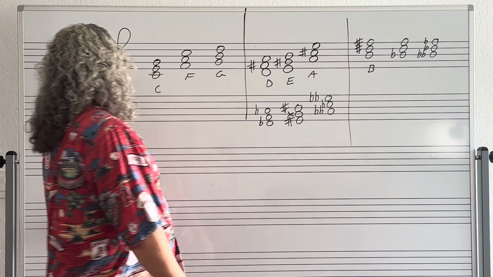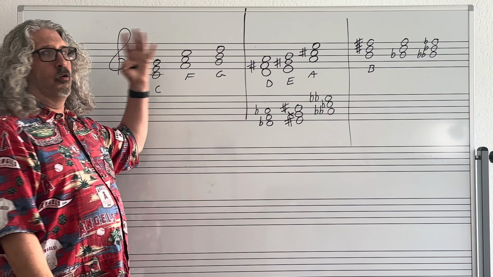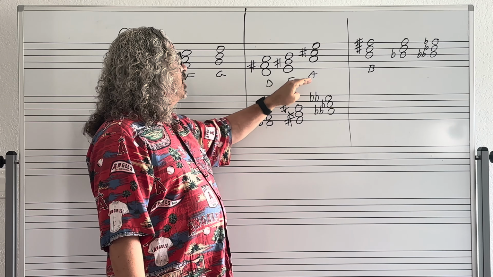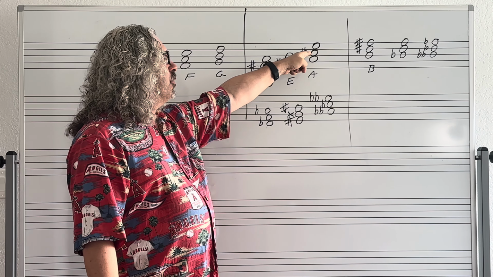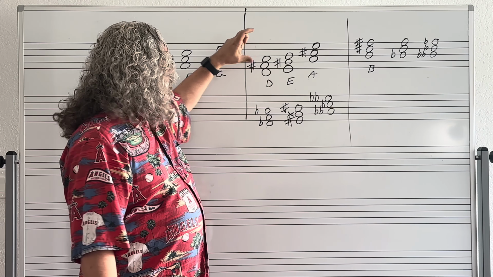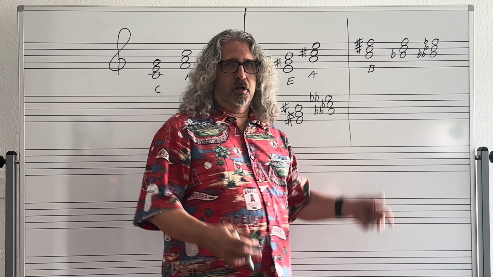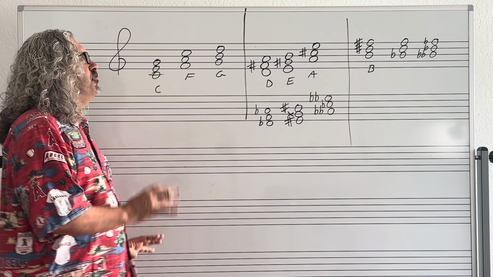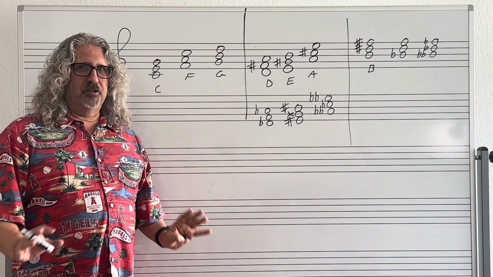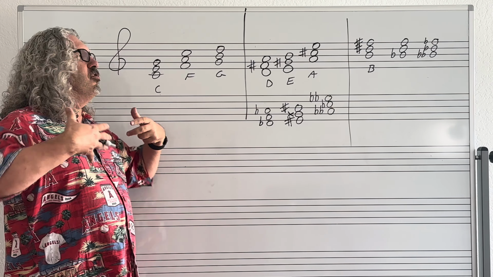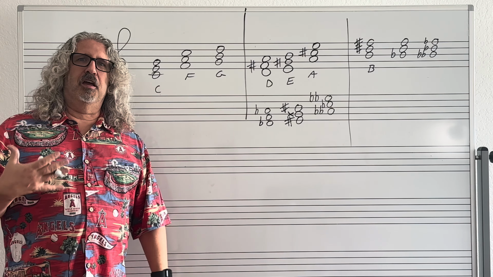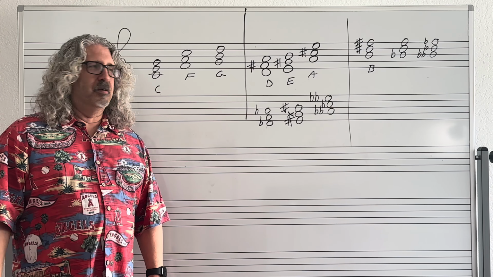So learn your major chords. C, F, G, they're all the same. D, E, and A, the third is going to be an accidental higher than the fifths. And the B is the oddball, where the two above it are going to be one accidental higher. If you can do that, you're going to be in super shape on identifying and writing all of your major chords.